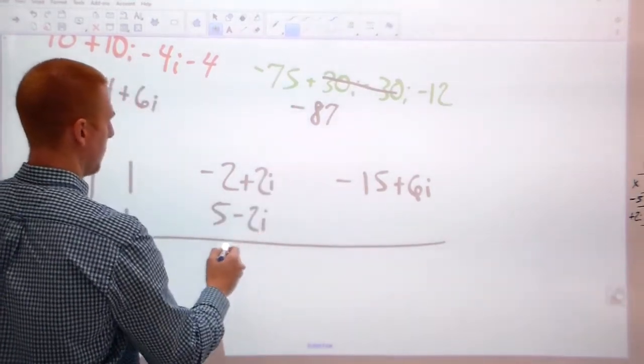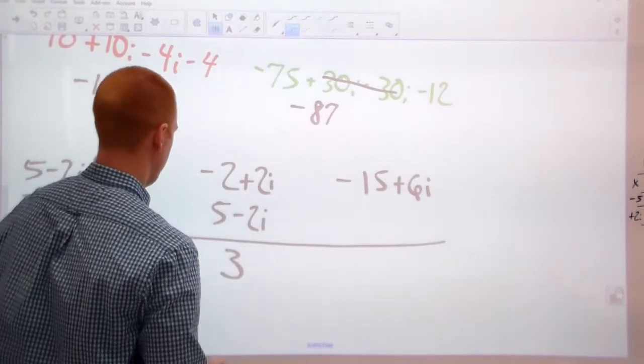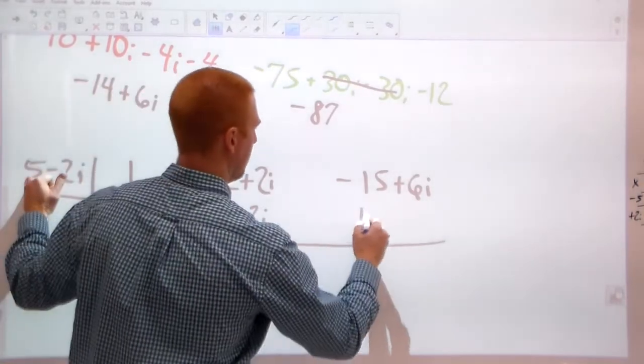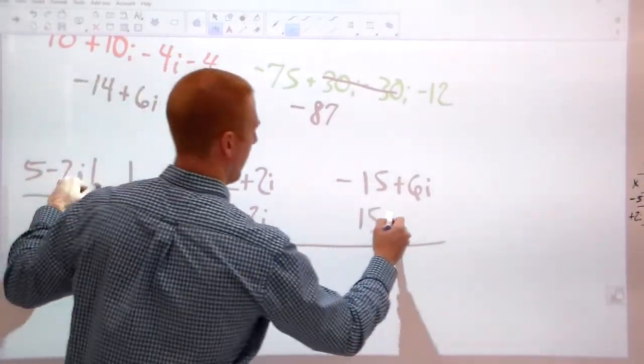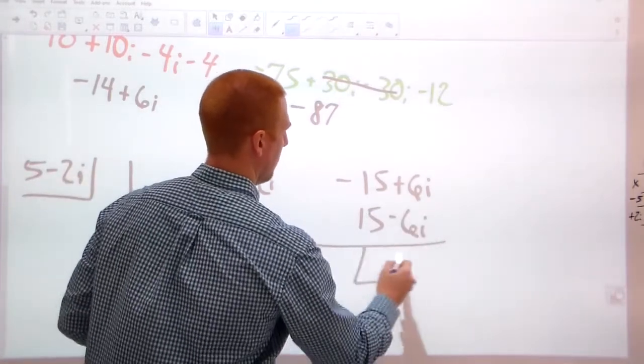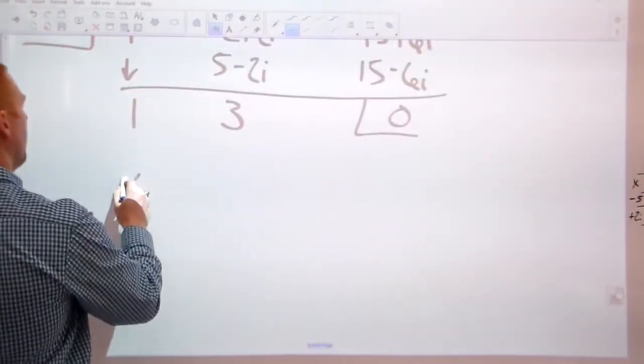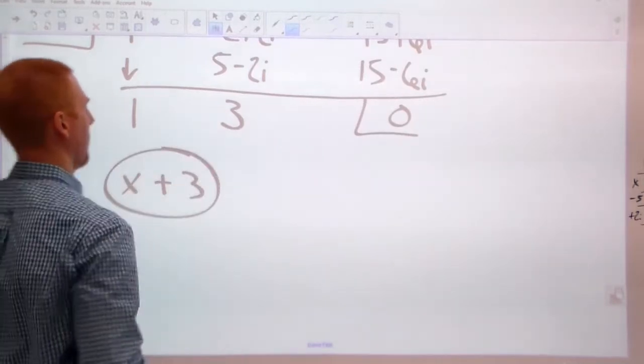All right, the 2i's are going to be gone, so that's just 3. That's convenient. And then 3 times 5 is 15. 3 times negative 2i is negative 6i. And those add to 0. So that leaves us with x plus 3 as our final factor.